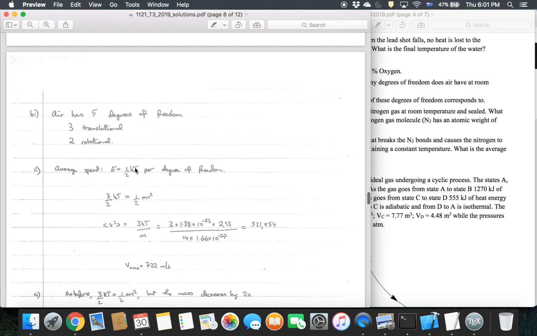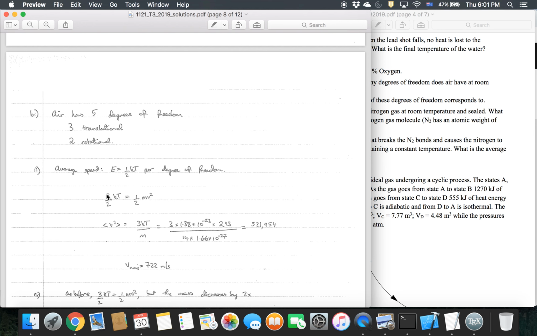And since you have 5, okay, so this solution here is actually not correct, I'm afraid. So as we said in part 1, you have 5 degrees of freedom, so it should be 5 on 2 kT here. So yeah, you use the equipartition theorem, get this amount of energy, and you equate that to the kinetic energy, and that relates the velocity to the rest of the equation.